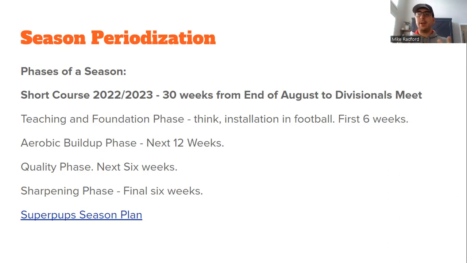They're learning drills, they're learning the playbook, they're installing the offense, maybe players are switching positions and trying out new positions, things like that. That's what's happening here in the teaching and foundation phase.